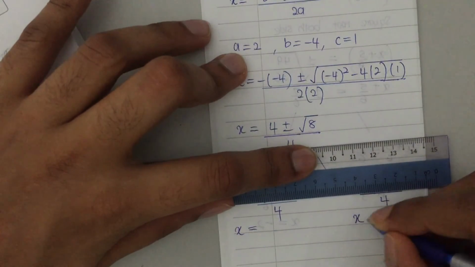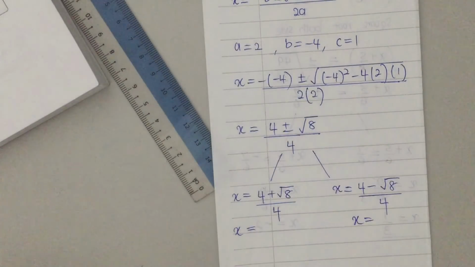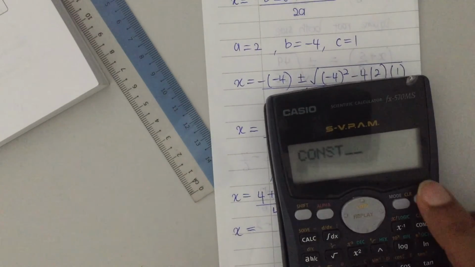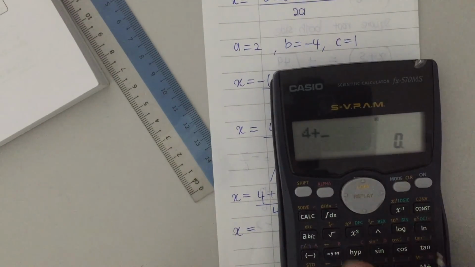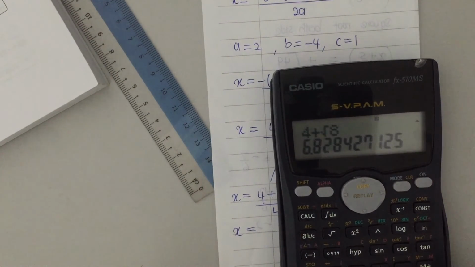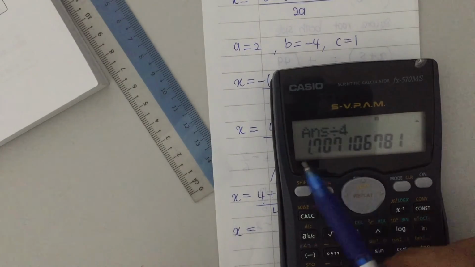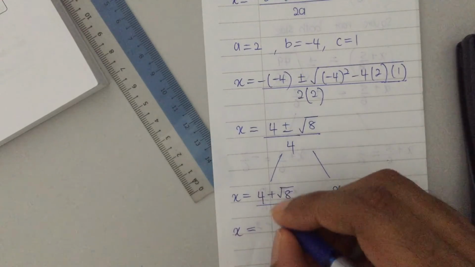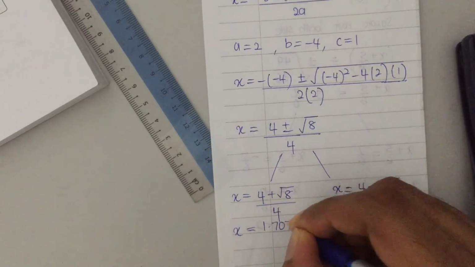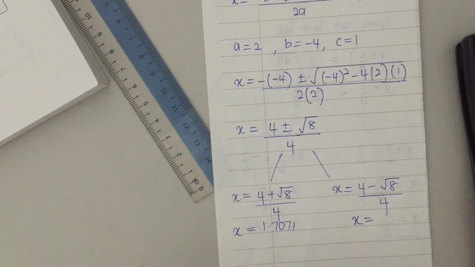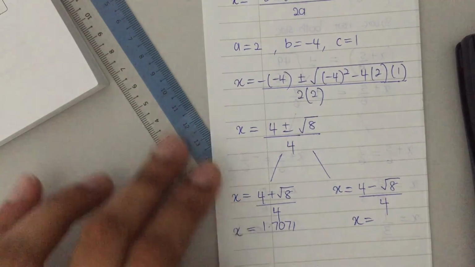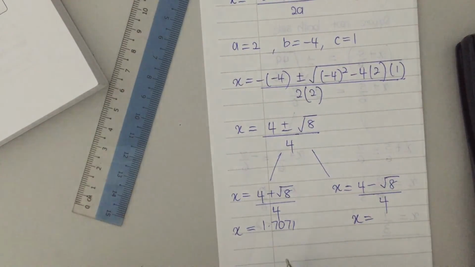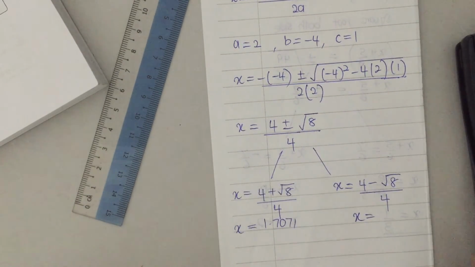Let us find the first x value. Okay, 4 plus square root 8, and divide by 4. Okay, you get 1.7071. To be on the safe side, give it in 4 decimal places, guys. Okay, I always recommend the student to give either 4 decimal places or 4 significant figures. Okay, to be on the safe side, just give it in 4 decimal places.